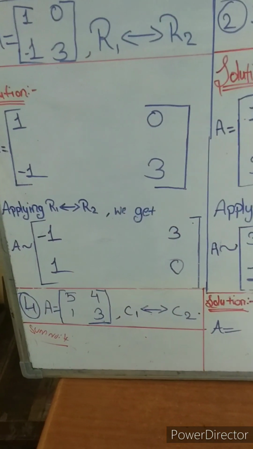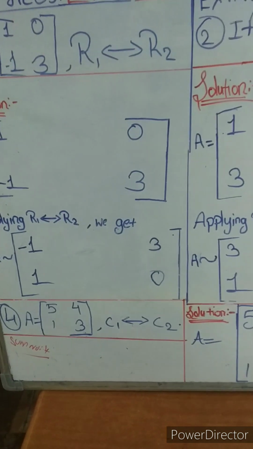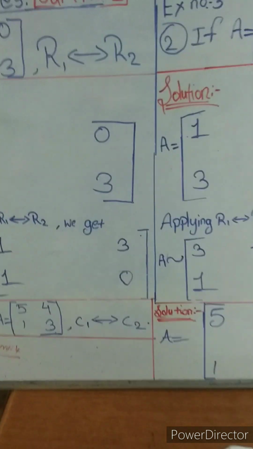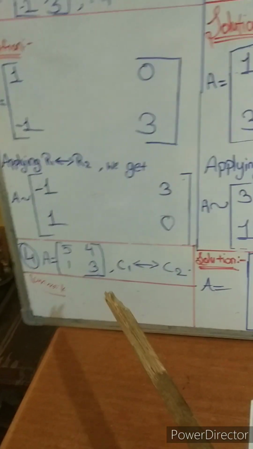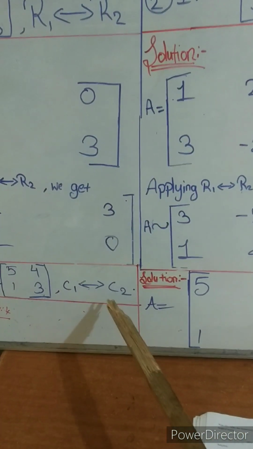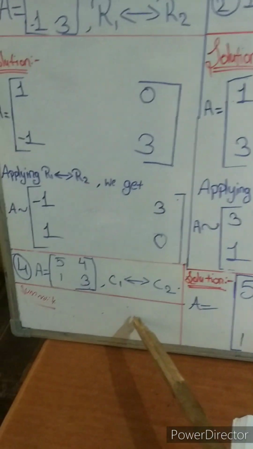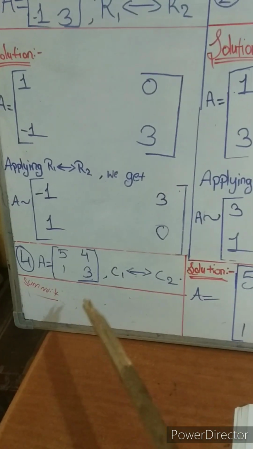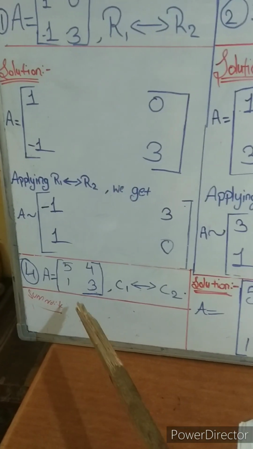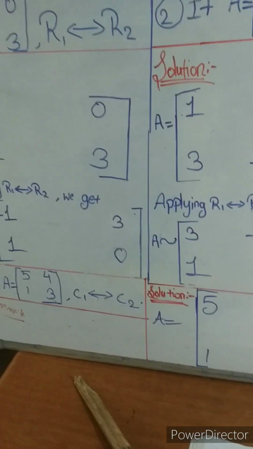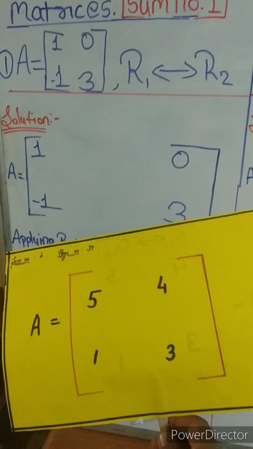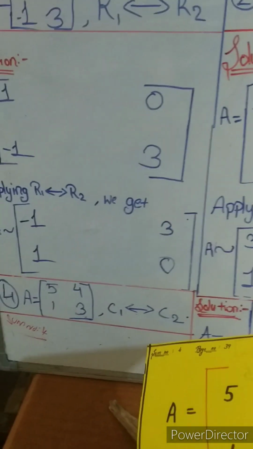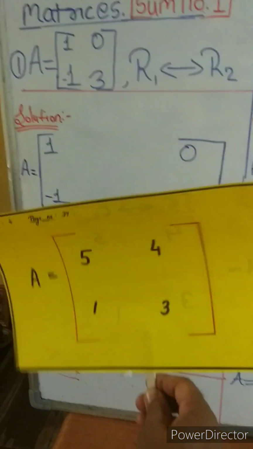Fourth one, sum number 4, A [5, 4; 1, 3]. Here it is the column. Here I mention C1 elementary transformation C2. In this case [5, 4; 1, 3]. We can make the column only. The same question I prepared like that. In this question, [5, 4; 1, 3]. See the chart.